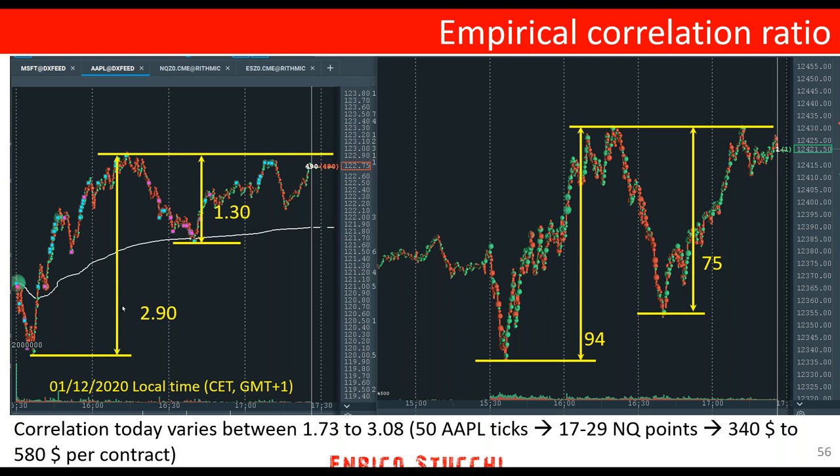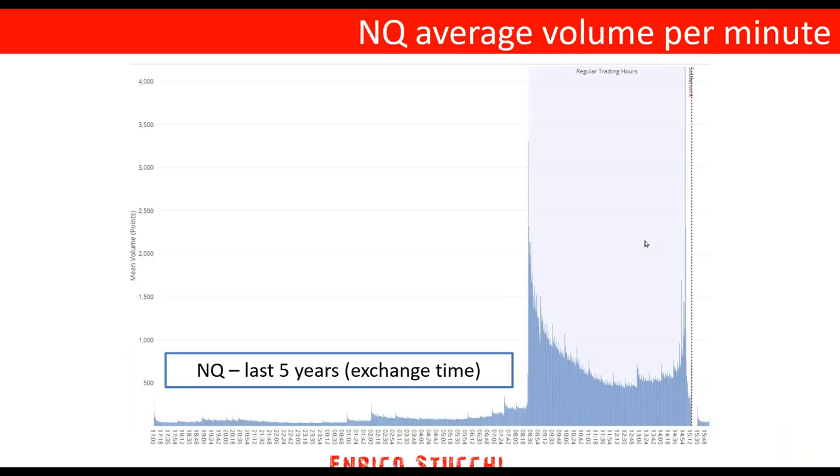So if you have a movement of 50 ticks on Apple, you can earn from $340 to $580 per contract, okay? If you're able to understand and to catch this movement. Okay, you have to do this on a daily basis because it changes, okay? Because the correlation is not the same every day.